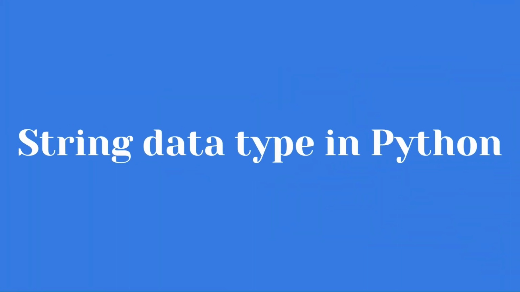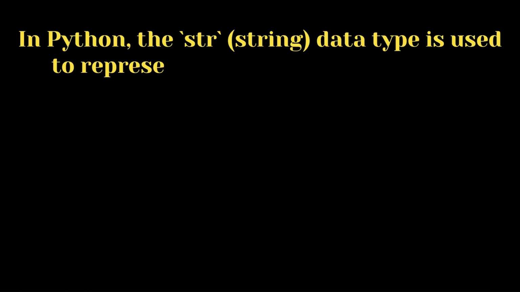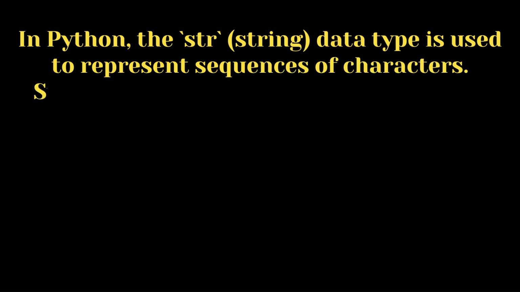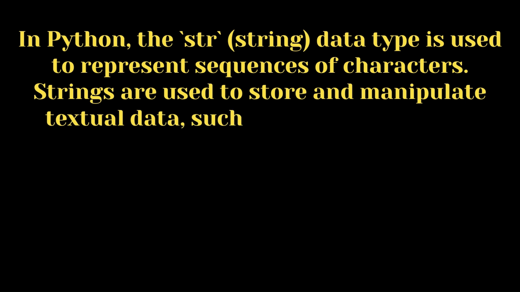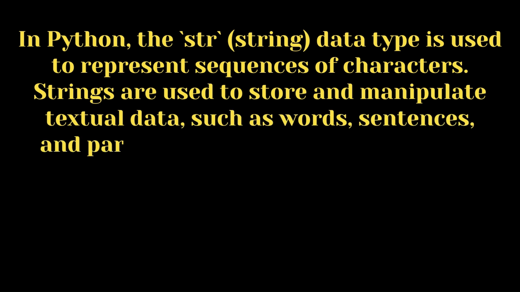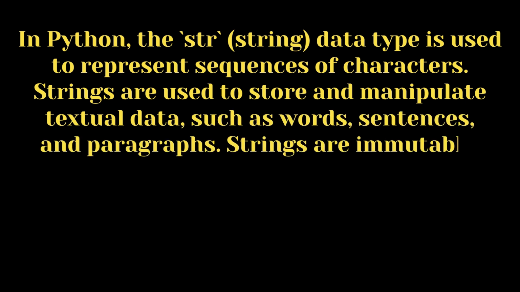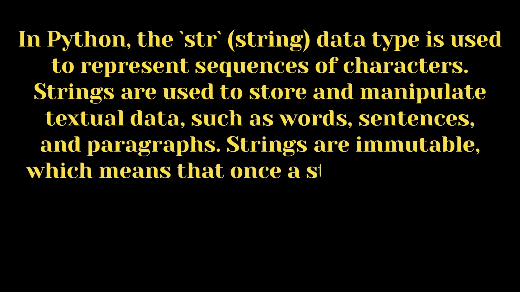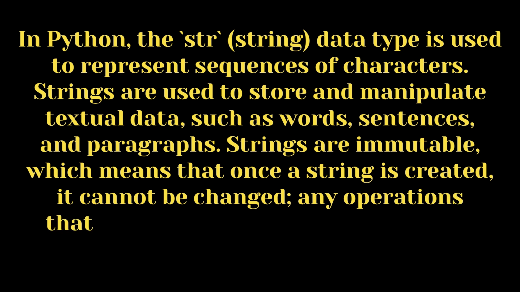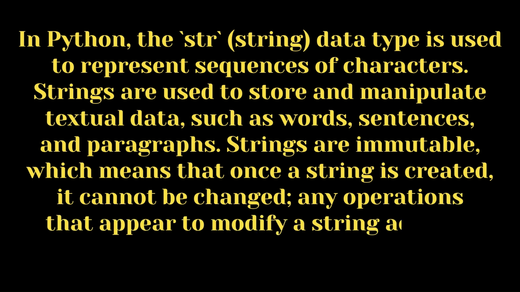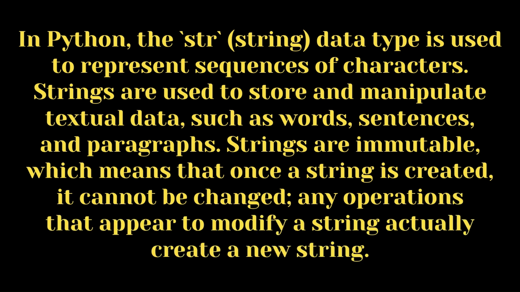String data types in Python. In Python, the str or string data type is used to represent sequences of characters. Strings are used to store and manipulate textual data, such as words, sentences, and paragraphs. Strings are immutable, which means that once a string is created, it cannot be changed. Any operations that appear to modify a string actually create a new string.